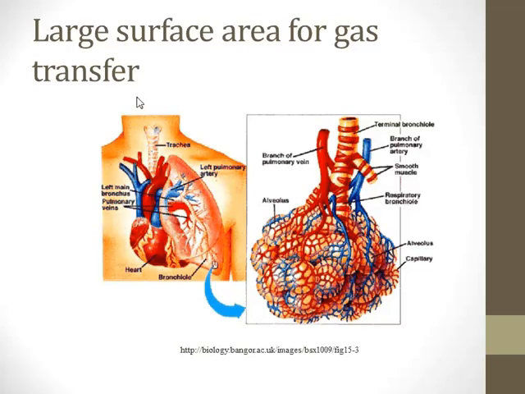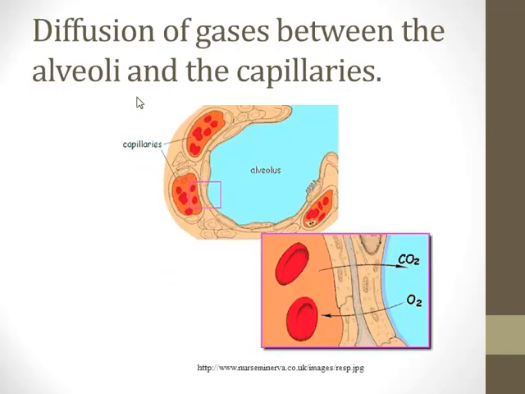One of the key things about the structure of our lungs is the large surface area that allows for gas transfer. We see diffusion happening between the alveoli in the lungs and the capillaries. Again, we're talking about carbon dioxide and oxygen moving from an area of high concentration to an area of low concentration.